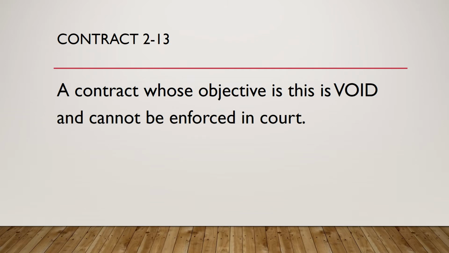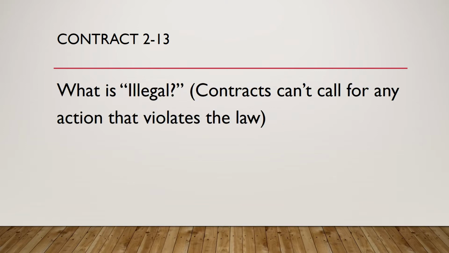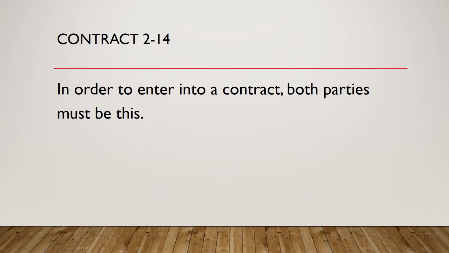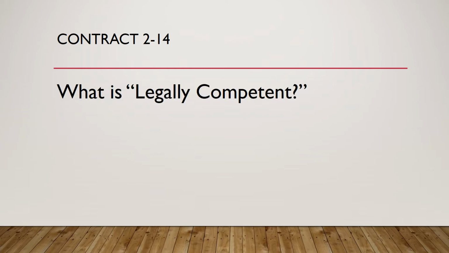Question 13. A contract whose objective is this is void and cannot be enforced in court. What is illegal? Contracts can't call for any action that violates the law. Question 14. In order to enter into a contract, both parties must be this. What is legally competent?